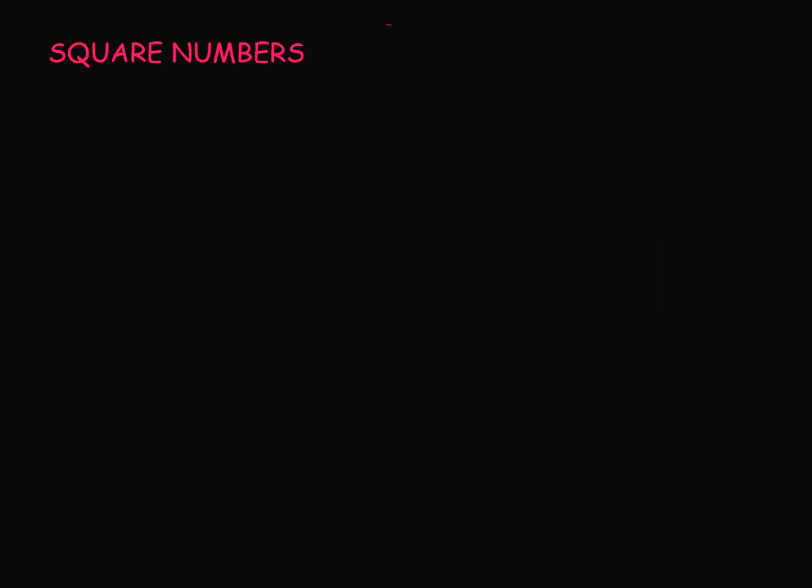Now square numbers. Square numbers are numbers that have been got by multiplying the same number two times. For example, I say that 4 is a square number. And why do I say that? Because if I multiply the number 2 by itself, I get the number 4. So 4 is obtained by multiplying the same number twice.